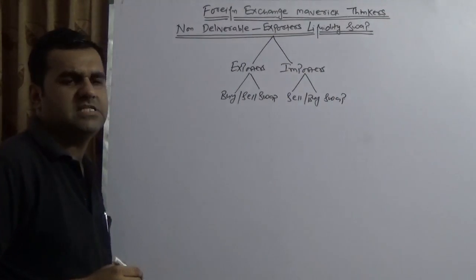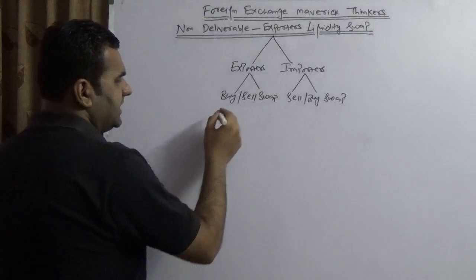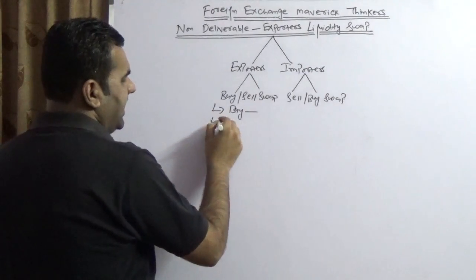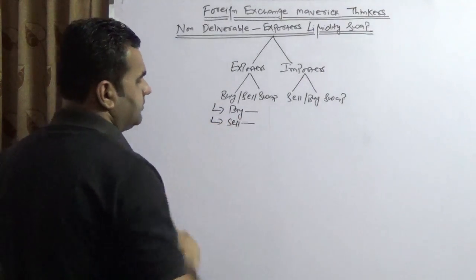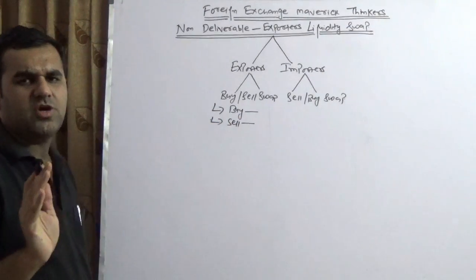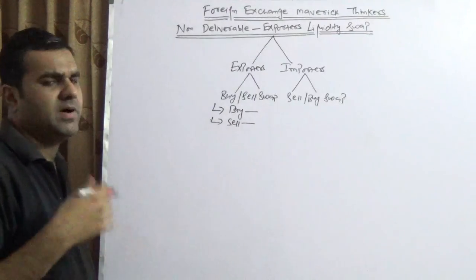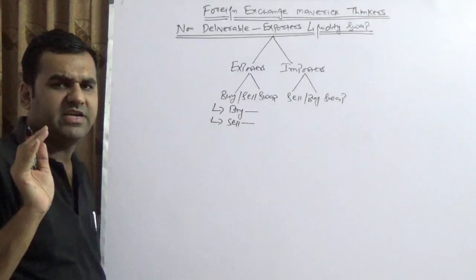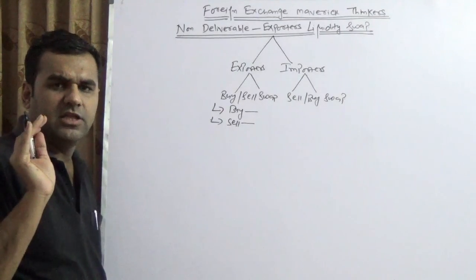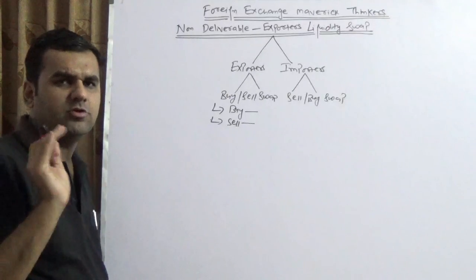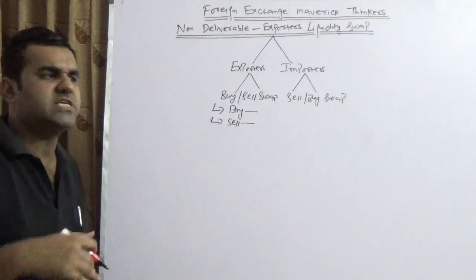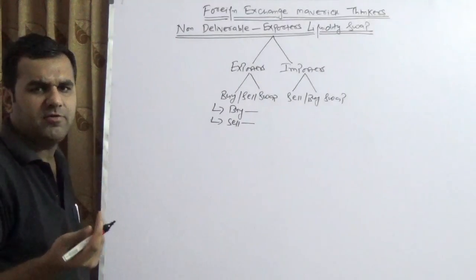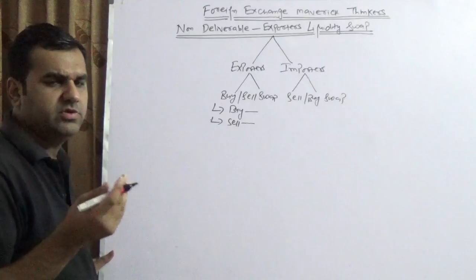Now, what do you mean by buy-sell swap? A buy-sell swap refers to a transaction wherein in leg 1 you buy and in leg 2 you sell. So a buy-sell swap has two legs. Leg 1 you buy, leg 2 you sell. Please note that nowhere is it written that if you are buying today, you have to sell tomorrow. You are buying today, you can sell for 1 year, 2 years, 3 years, 4 years, 5 years. Now I'll take a small example of buy-sell swap in terms of USD INR.